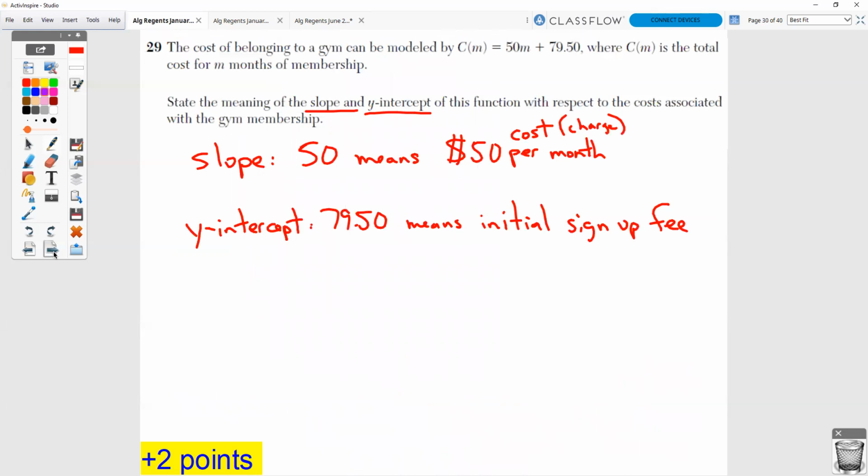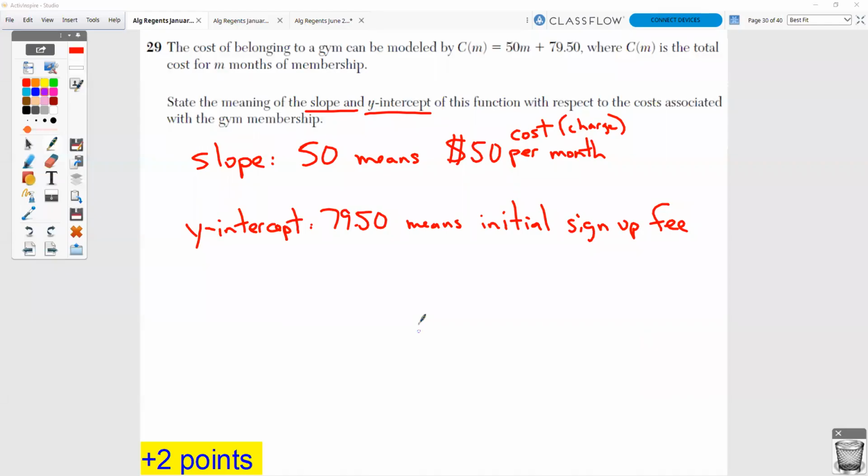In question number 29, the cost of belonging to the gym is modeled by that equation. State the meaning of the slope and state the meaning of the y-intercept. So the meaning of the slope, notice that the 50 is in front of the m, where m is the number of months. That means the slope means that it's $50 per month. It's the cost per month, or how much is being charged per month.